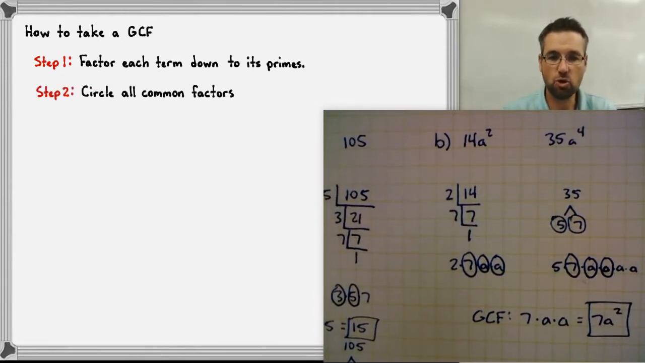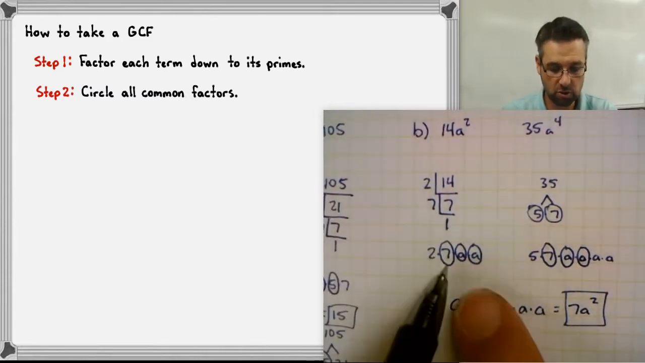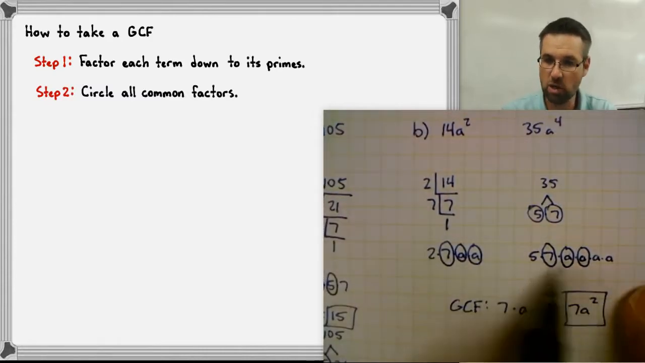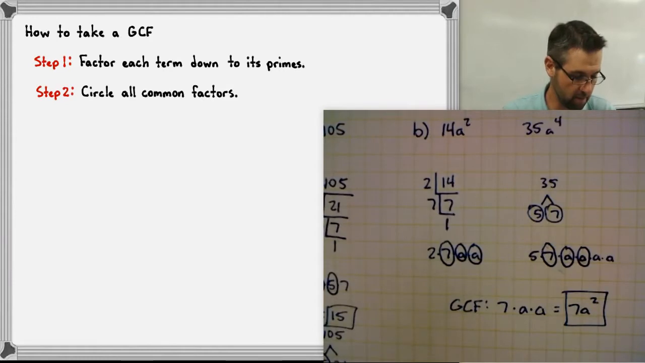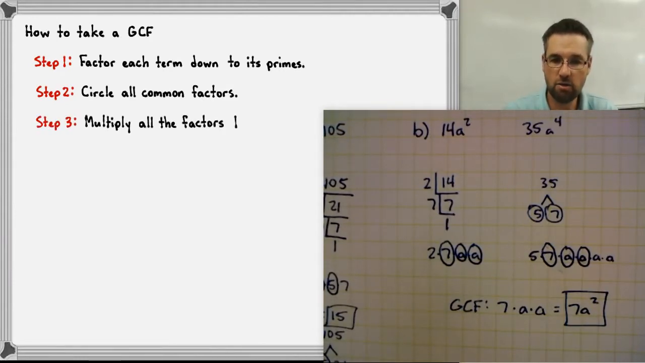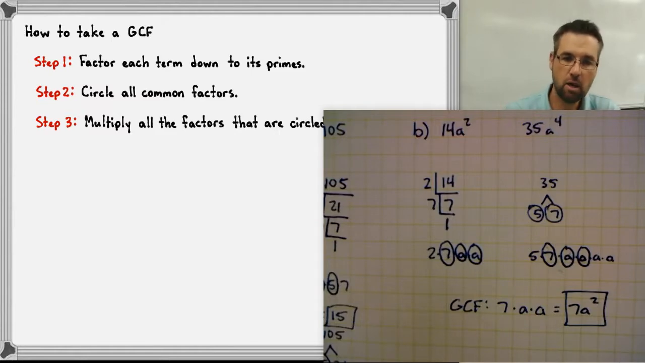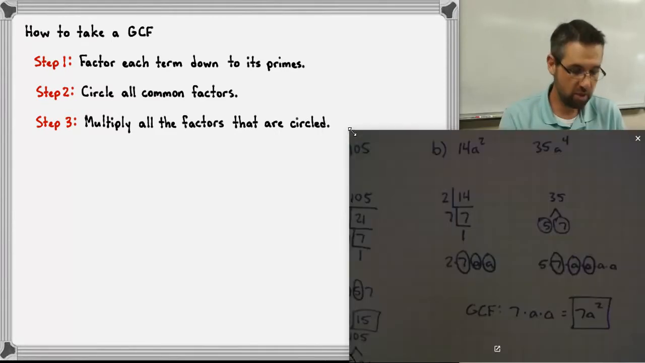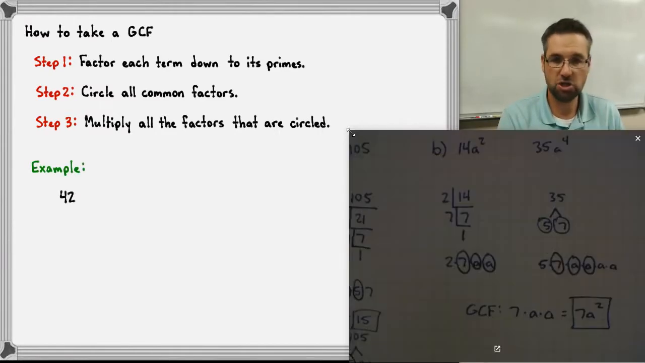Step two, circle all the common factors. So we circled the 7 and the a in each one because those are the ones that they have in common. And then in step three, we multiply those common factors that are circled. And when we do that, we end up with our GCF.